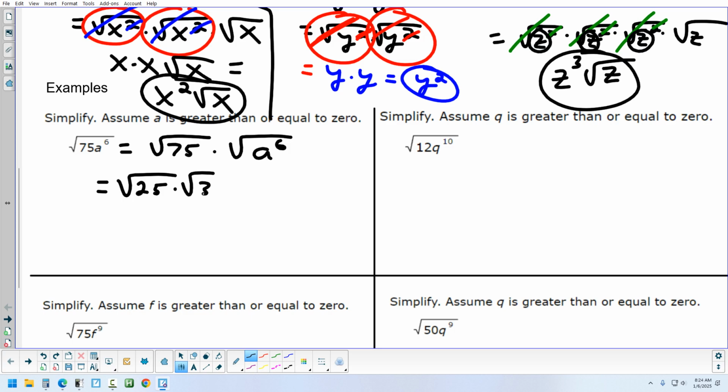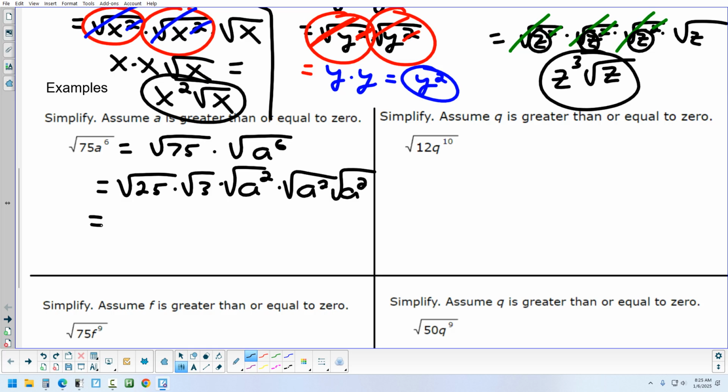And how about the square root of a to the 6th? How can we break up a to the 6th using as many powers of 2 as possible? Yeah. A to the second 3 times. Yep, we're just going to have a to the second 3 times, because 2 plus 2 plus 2 gives me 6. And now simplify what you can.